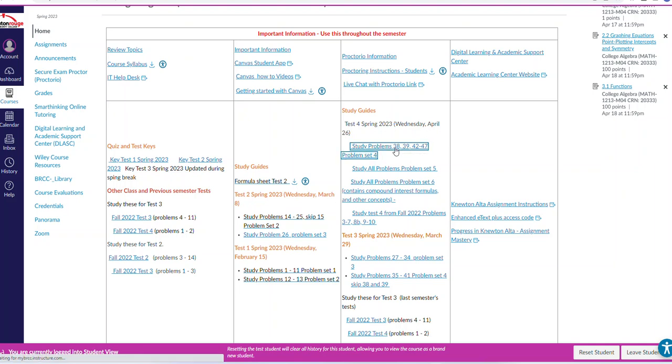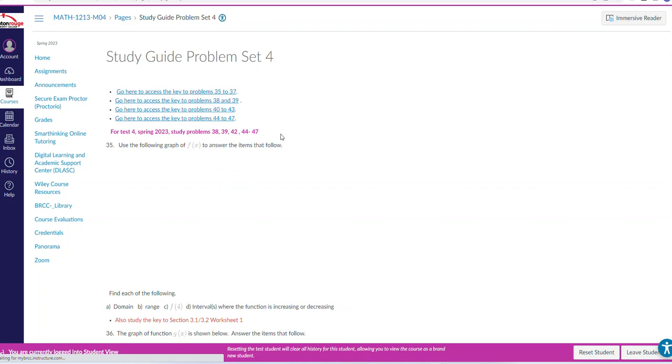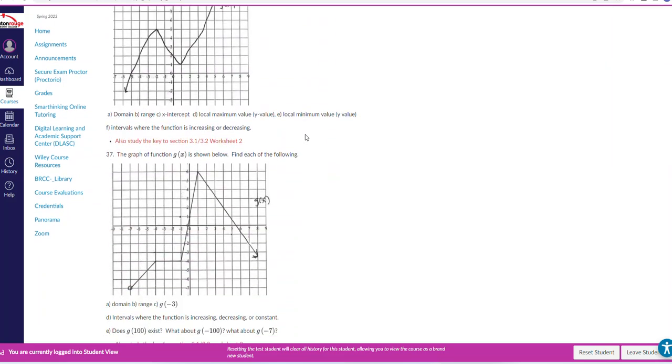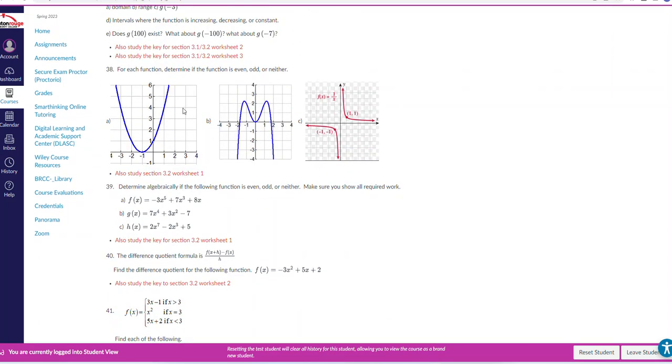For example, the first one, we talked about this in the last class period as well. Here are the keys to the problems in the study guide. I asked you to look at 38, 39, 42, 44 through 47. When you start at 38, that's where you're asked to determine if the functions are even, odd, or neither. You're given a graph, and you're given an algebraic function. Remember to do that, make sure you see it says show work. So make sure you look at those.